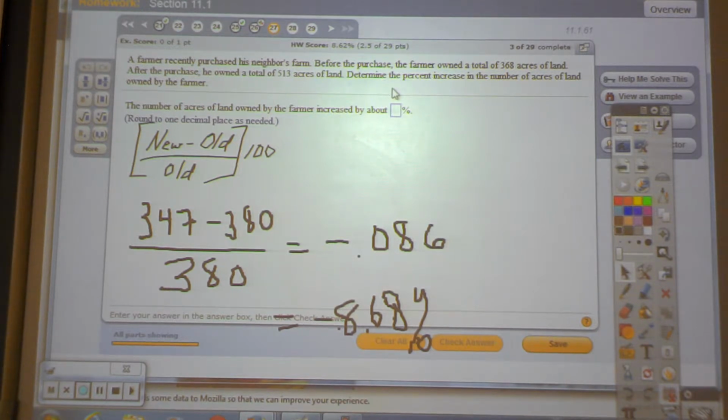I'm a bad influence. All right, a farmer recently purchased his neighbor's farm. Before the purchase, the farmer owned a total of 368 acres of land. After the purchase, he owned 513 acres of land. Determine the percent increase.